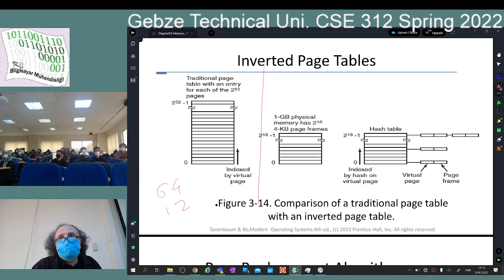Okay, by spending maybe a little bit more time, I am saving huge amounts of memory. Saving huge amounts of memory means that I don't have to go to the disk anymore, or I don't have to go to the disk as frequently as before. So that's the idea of the inverted page tables, another solution to the problem of large page tables.